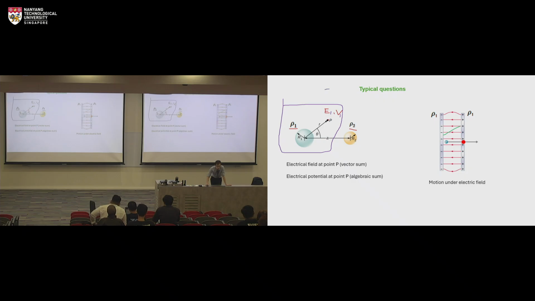The difference is that E is a vector. You need to consider the direction of E1, E2, while V is only a scalar. There is no direction for V1, V2. So this is another type of question.